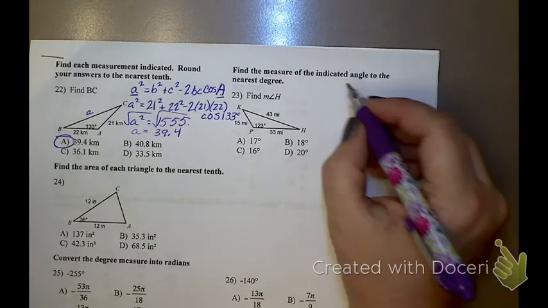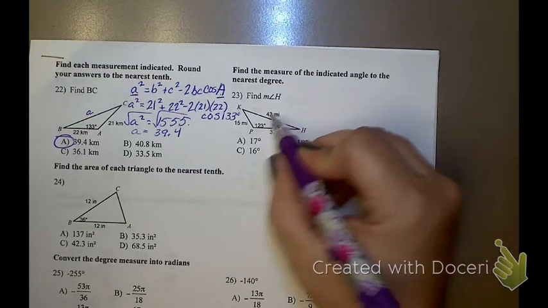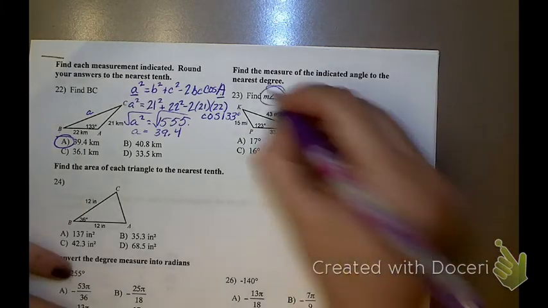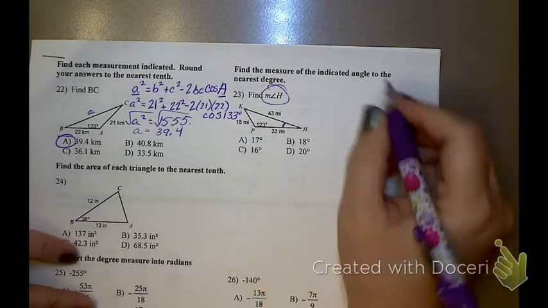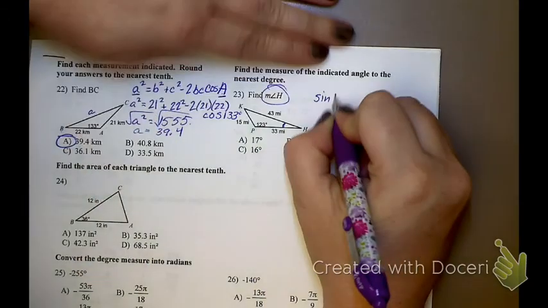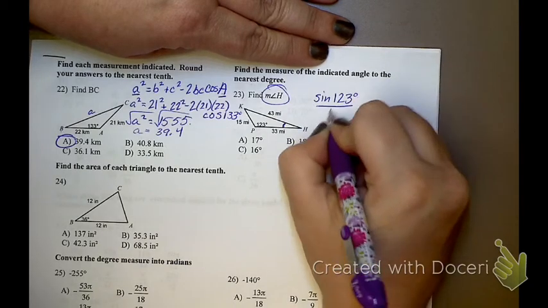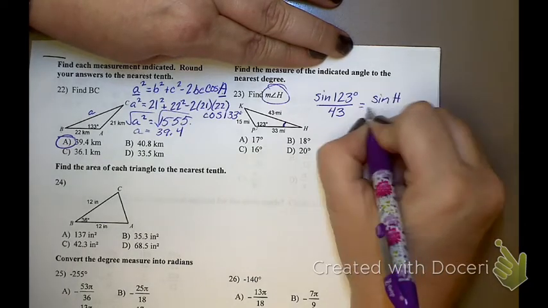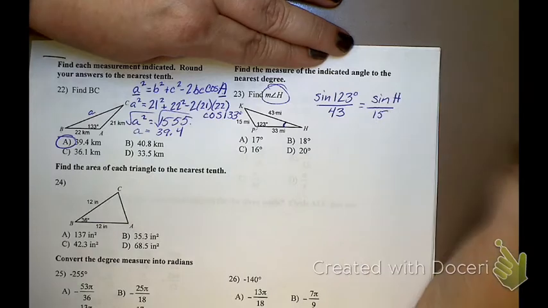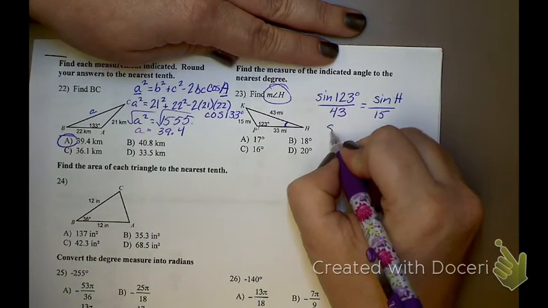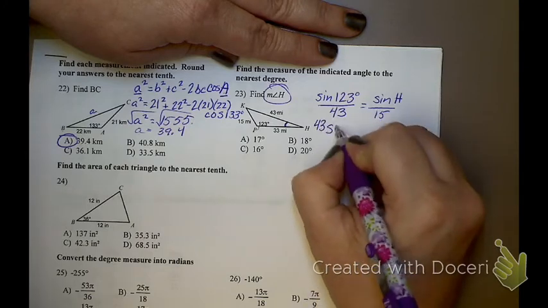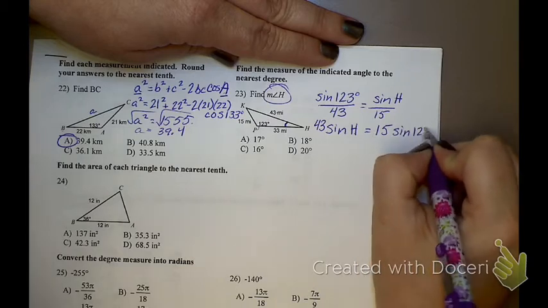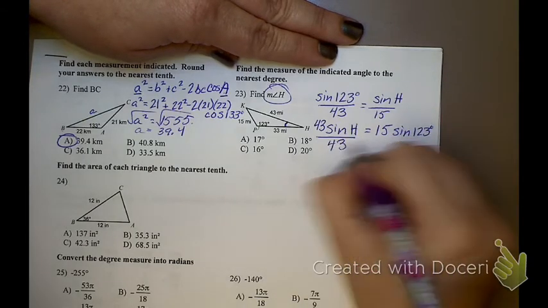All right, find the measure of the indicated degree. Let's see. I think I can use law of sines here because I'm looking for an angle. So I want to use law of sines. So I'm going to call that H. So I can do sine of 123 degrees over 43, those are my matching ones, is equal to sine of H over 15. So let's see, if I cross multiply, I get 43 sine H is equal to 15 sine 123. I'm going to divide by 43.